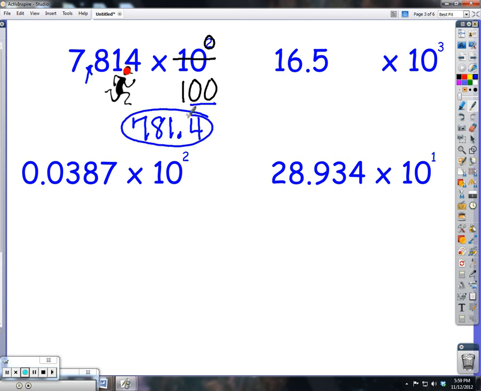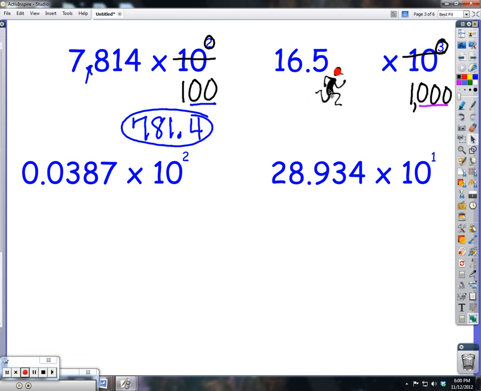Okay, now in the next problem right here, I've left a little space here in the middle because of what our example is going to look like. 10 cubed, or 10 to the third power, would be a 1 with 3 zeros, 1, 2, 3, so that's 1,000. So it's 16 and 5/10 multiplied by 1,000. So we're going to have to move our decimal 3 places to the right.